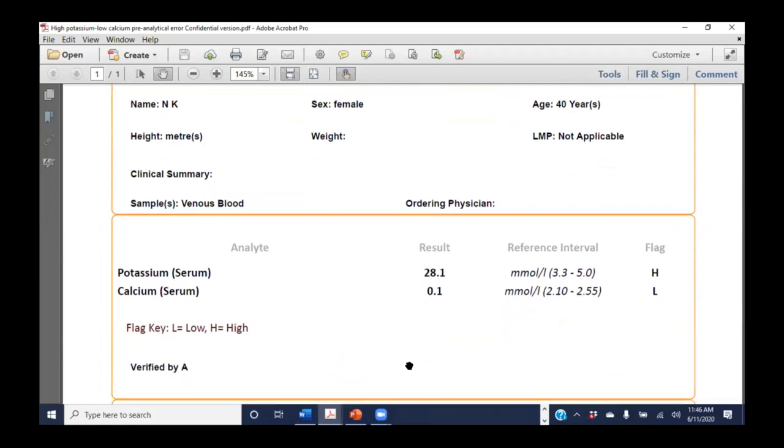This is also a pre-analytical issue, a potassium of 28.1 in a patient who is very fit on the ward.